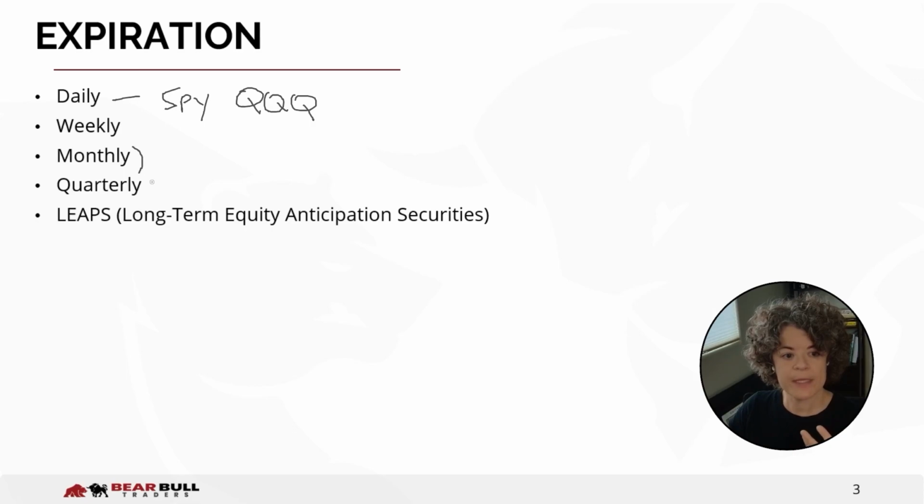Then you've got monthlies, you've got quarterlies, and you've got LEAPS. So these are the long-term ones. People are looking out far into the future. We're talking anywhere from a year or so in the future. So this really, again, comes down to what strategy you're trading and what you like to trade, but just know that you have different expiration dates that you can choose from.